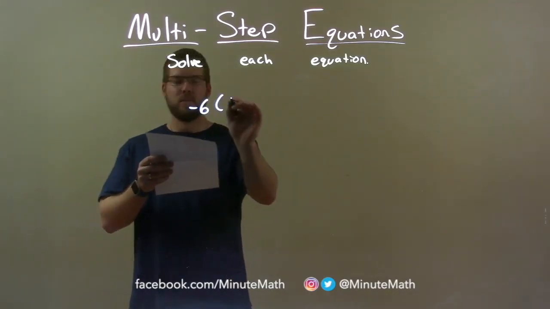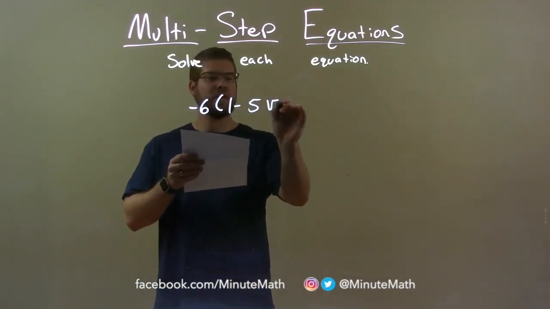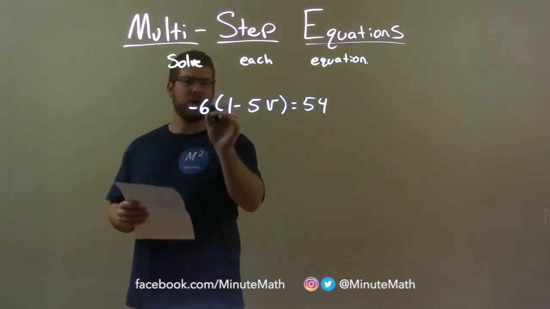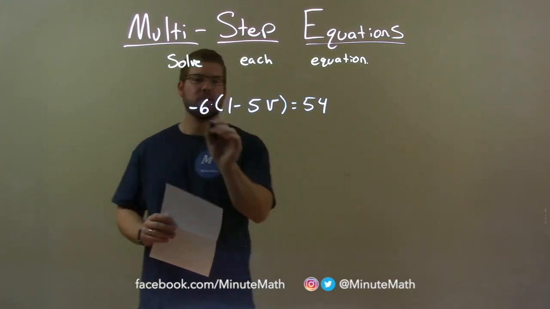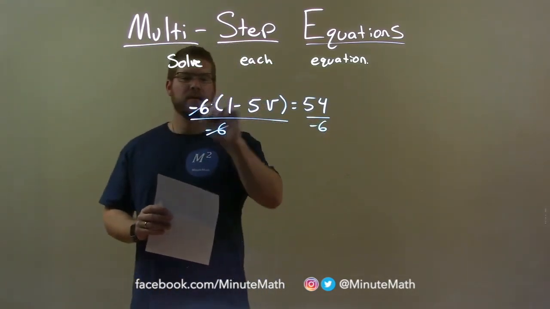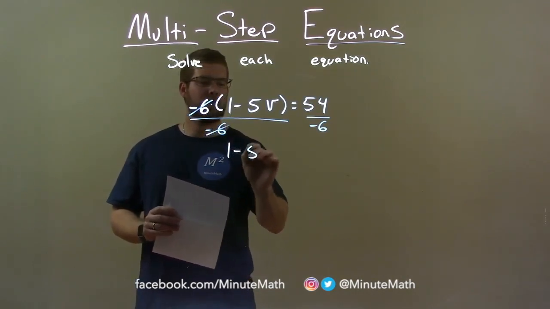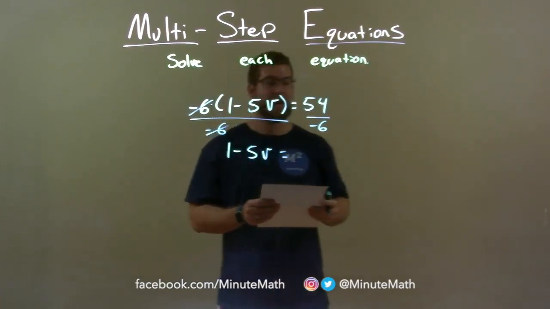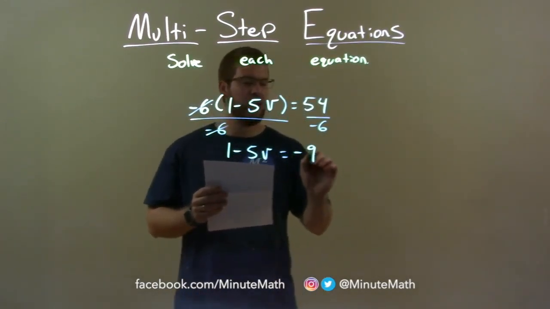Negative 6 times 1 minus 5v equals a 54. First thing, well, I have multiplication going on here, so I'm actually going to divide both sides by a negative 6. Negative 6's cancel, give me 1 minus 5v, what's in the parentheses left over. On the right, 54 divided by negative 6 is a negative 9.